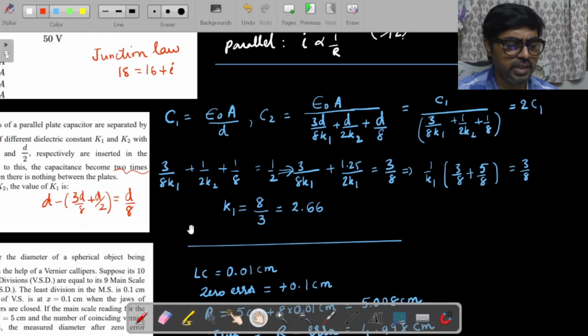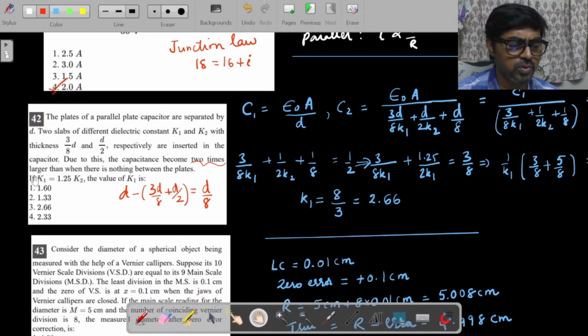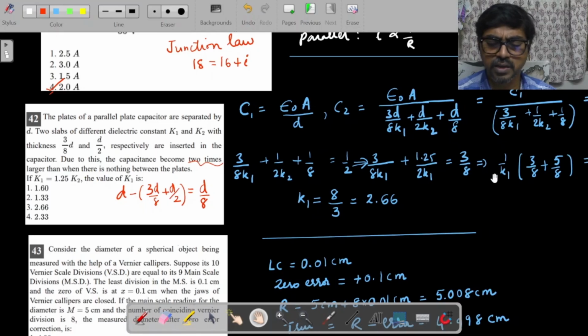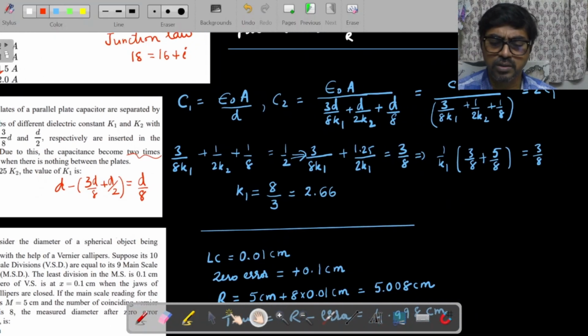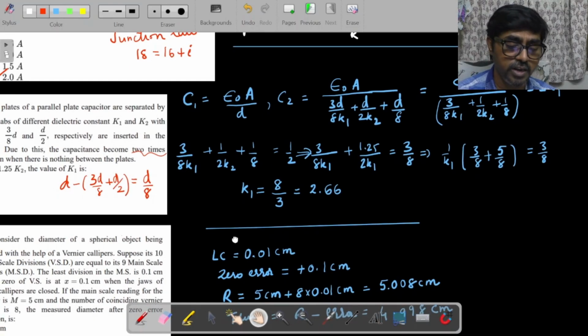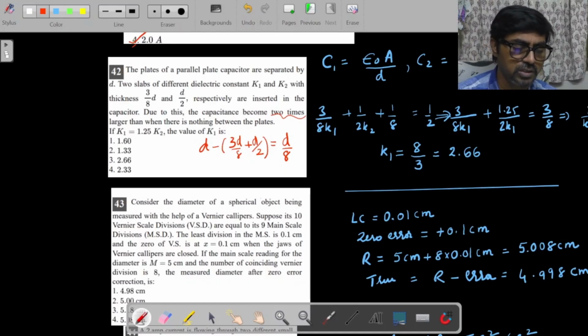And here they gave K2 equals to K1 by 1.25, I am going to substitute there in the place of K2, K1 by 1.25, and K1 can be taken out common. 1.25 is nothing but what? 2.5 by 2, otherwise 5 by 4, and already 2 is there, so it becomes 5 by 8. 3 by 8 plus 5 by 8 will become 8 by 8, which is 1. So 3 by 8 you will get 1 by K1, otherwise K1 equal to 8 by 3. 8 by 3 is 2.66 is going to be the answer there.